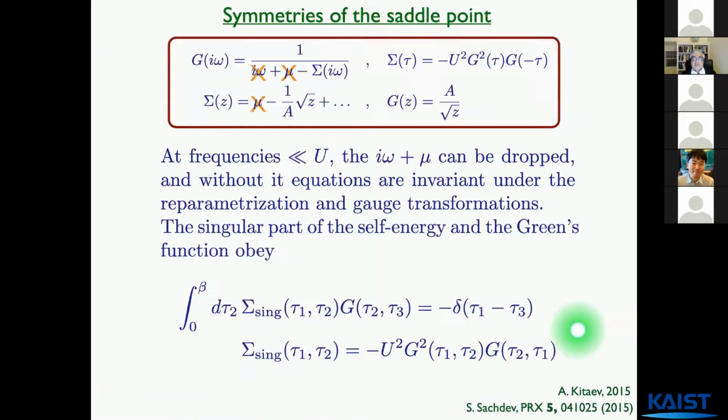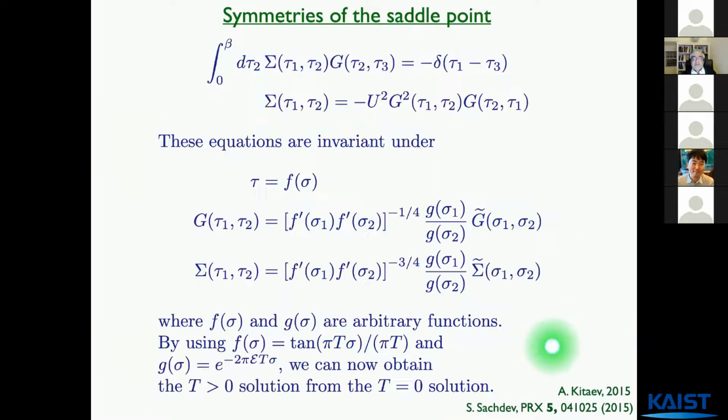All right, so now I was going to talk about the symmetries of these saddle point equations. What Kitaev pointed out is that it's invariant under time reparameterizations, if you think of these functions as functions of two times. Ignore the little g here for now. So if you go from time tau to time sigma, and at the same time put in these scaling factors in front of sigma and g, you get a new theory of g tilde and sigma tilde, and these two functions in the new time will obey the same set of equations.